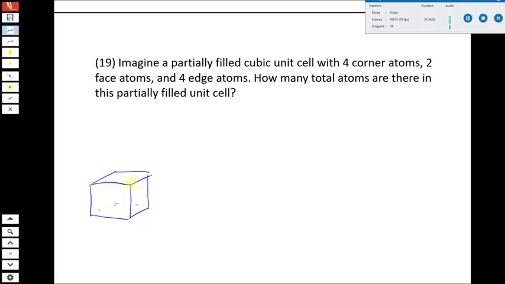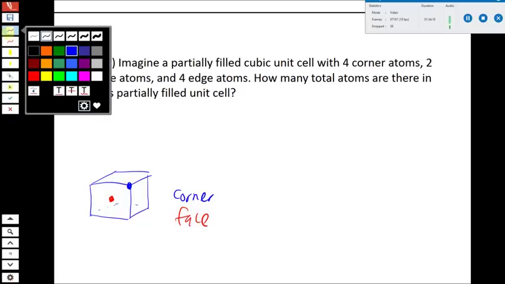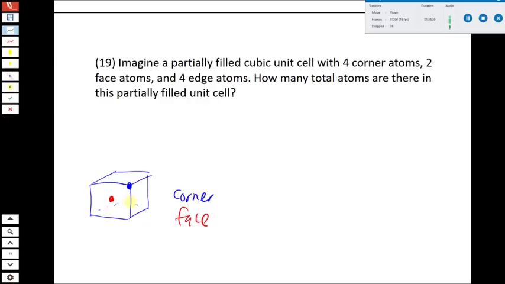What we're showing you here is that we have 4 corner atoms. So in blue, I'm going to show we have 4 atoms in the corner. We have 2 face atoms. Those are going to be right in the middle of a face. And we have 4 atoms on the edge, which we'll do in the third color here, green. So we have 4 on the edge. So 4, 2, and 4, these are the edge positions.